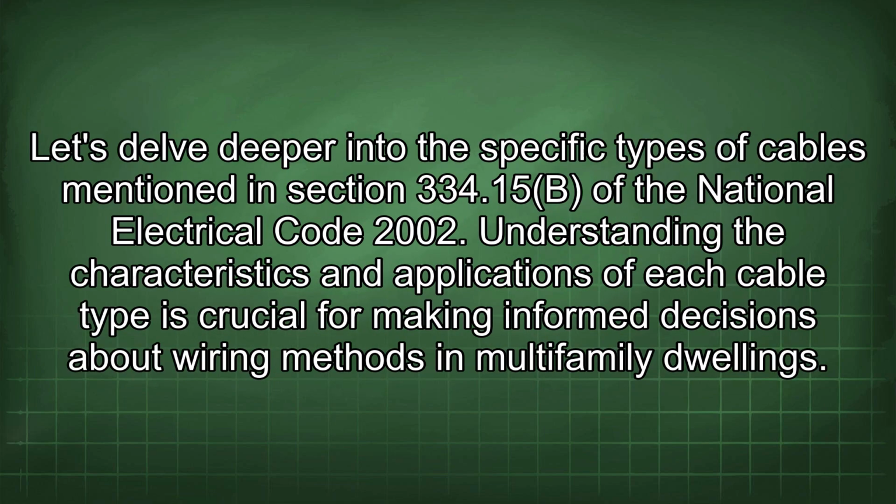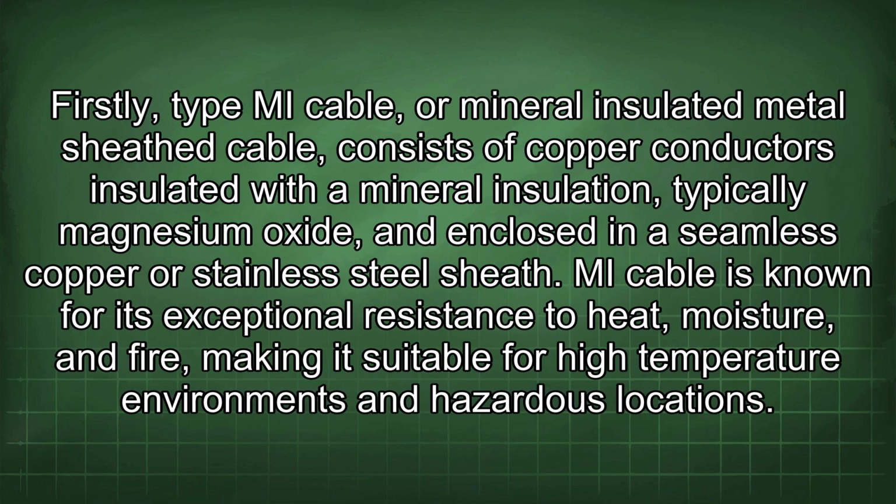Let's delve deeper into the specific types of cables mentioned in Section 334.15b of the National Electrical Code 2002. Understanding the characteristics and applications of each cable type is crucial for making informed decisions about wiring methods in multifamily dwellings. Firstly, type MI cable, or mineral insulated metal sheath cable, consists of copper conductors insulated with a mineral insulation, typically magnesium oxide, and enclosed in a seamless copper or stainless steel sheath.